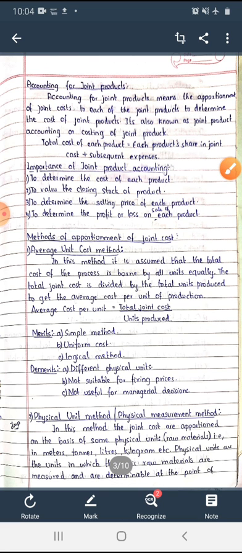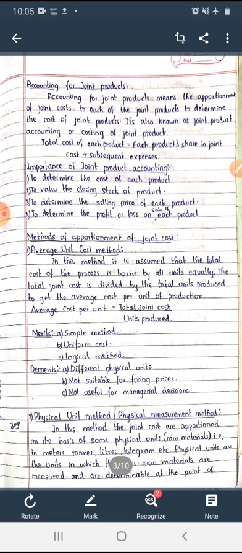Next, we'll see the accounting for joint products. What are the methods under the joint products? Accounting for joint products means the appropriate apportionment, or division, of the joint costs to each of the joint products to determine the cost of joint products. It is also known as joint product accounting. Already explained, right? Till a separation point the cost is together, that is the joint cost.